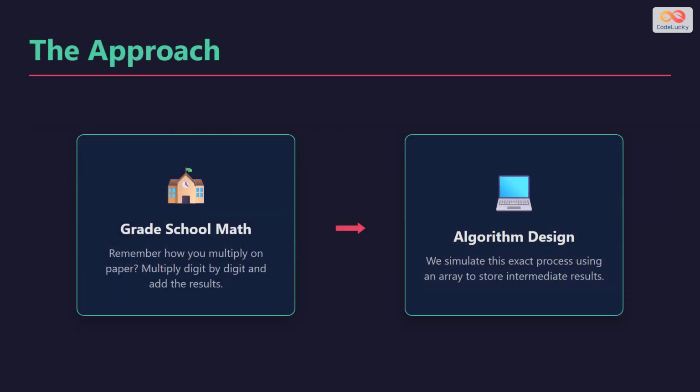To solve this, we do not need to reinvent the wheel. We can simply simulate the method you learned in grade school. On paper, you multiply the numbers digit by digit, shifting positions, and adding the results. Our algorithm will do exactly the same thing using code.